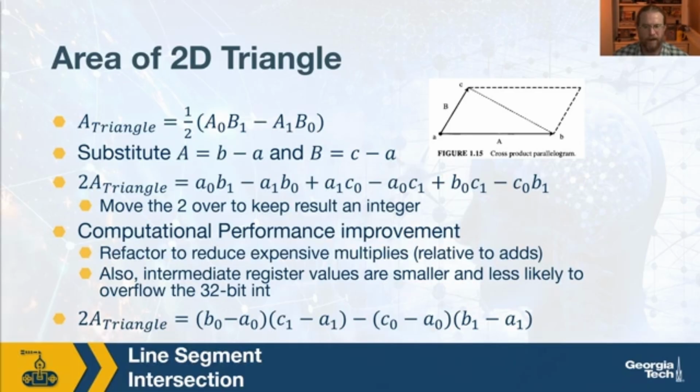So each edge is defined by going from A to B. That would be position vector B minus A. That defines edge A, or line segment A. Similarly for B, we would have C minus A to go from A to C. So we can plug that in, and now we have a new equation for the area that's based on the points of the triangle.